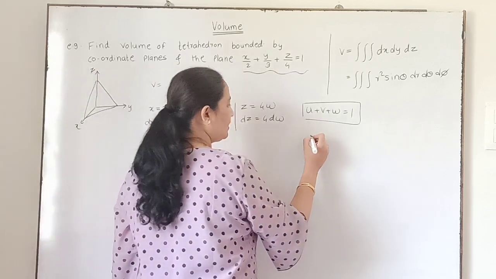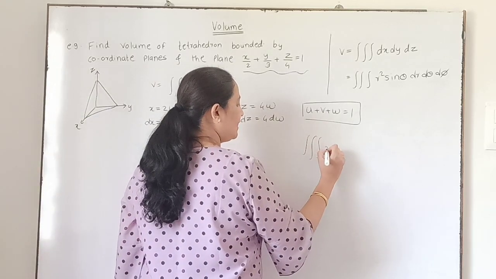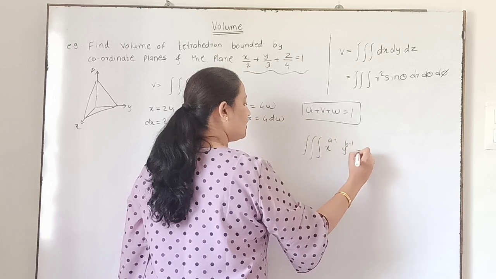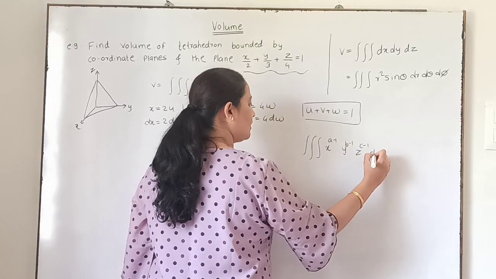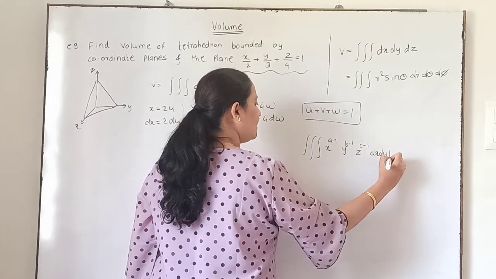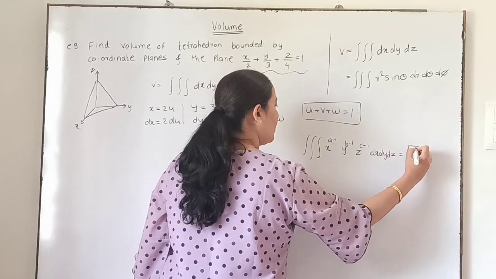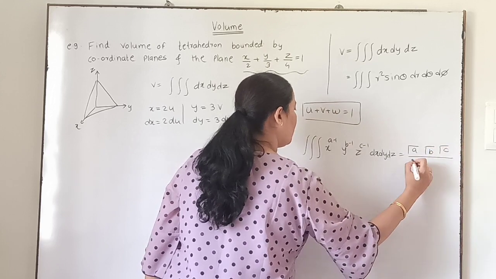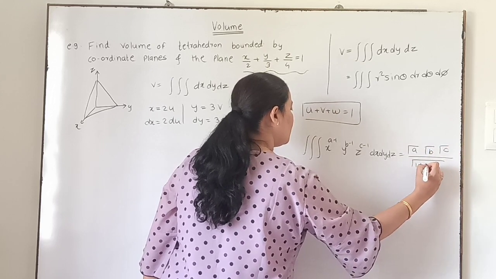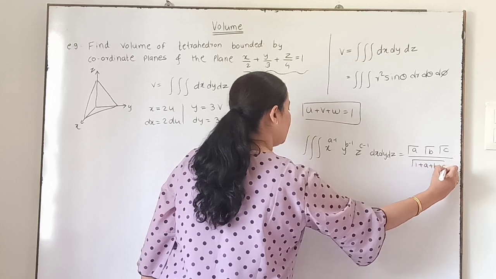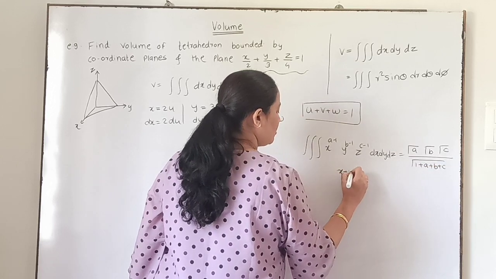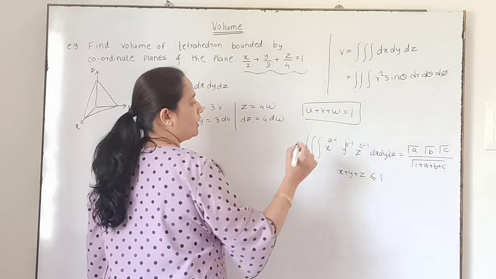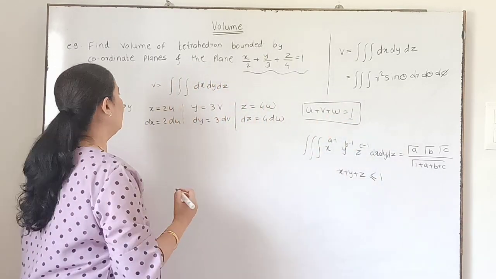I think you remember Dirichlet's theorem, that the integral of x raised to a minus 1, y raised to b minus 1, z raised to c minus 1, dx dy dz is equal to gamma a, gamma b, gamma c upon gamma of 1 plus a plus b plus c, provided x plus y plus z must be less than or equal to 1. Here we are getting equal to 1.